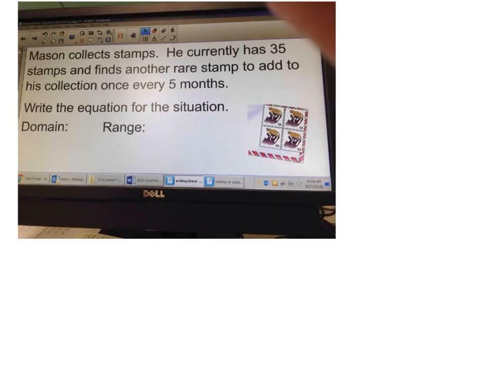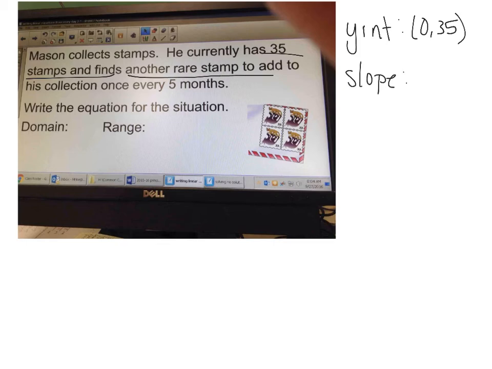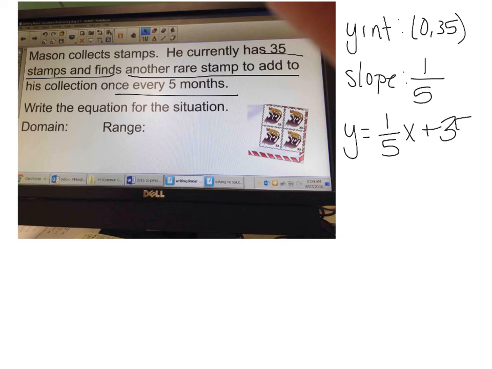All right, so read this one, write the equation, identify the domain and range, then unpause the video, and we will go over it. All right, so Mason collects stamps. He currently has 35, so that is our y-intercept. So the y-intercept is (0, 35), and the slope says that he adds another stamp once every 5 months, so that's 1 stamp per 5 months, so your slope is 1/5. So the equation is y = (1/5)x + 35.